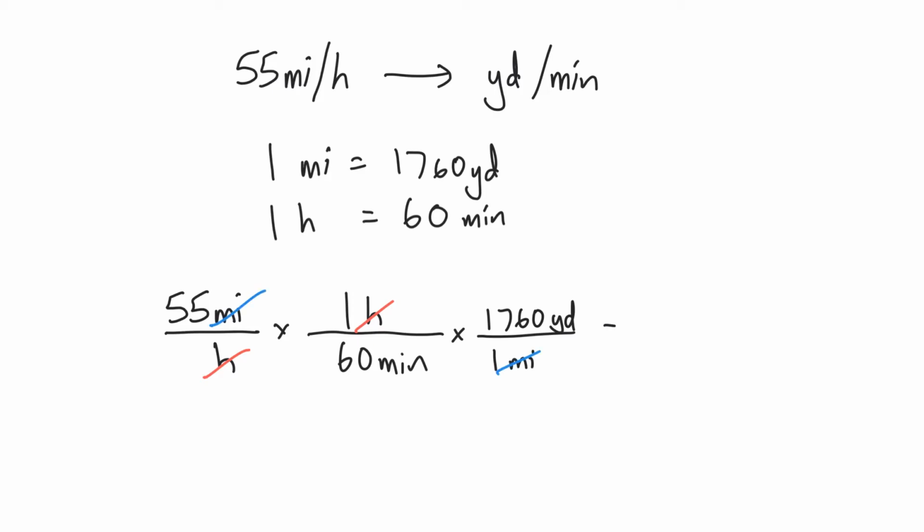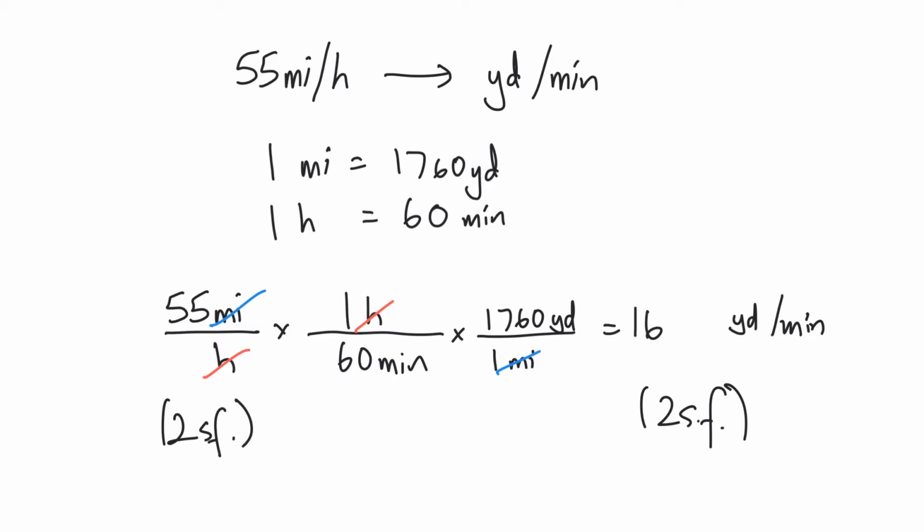So what do we have? We have yards per minute. And that has 2 significant figures. So at the end of the day, we can only write the first 2 digits that aren't a 0. And if I get my calculator, here it is right here. Okay, 55 times 1,760 divided by 60, all the ones I can pretty much ignore. I get 1613.33333 recurring. So this would be 16.